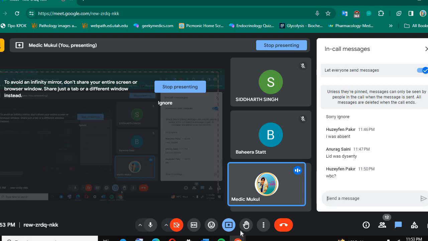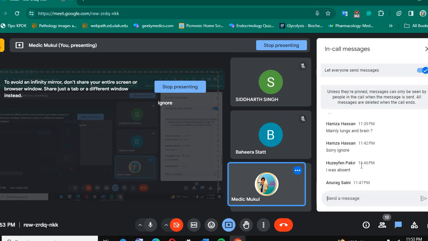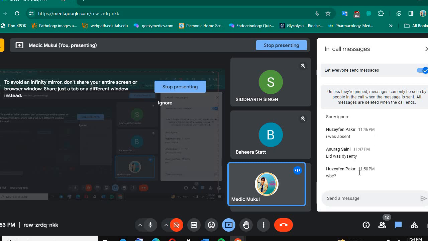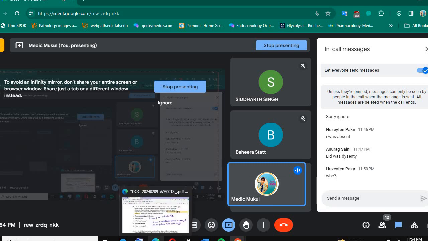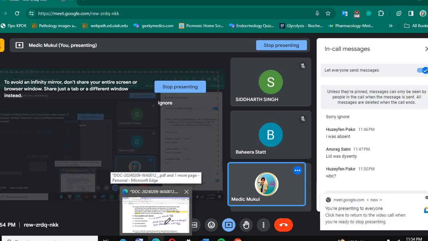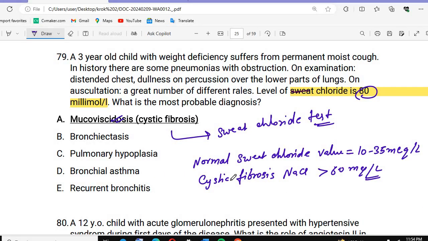Lead was dysentery. Yes, large intestine dysentery. Sorry, ignore, I was absent. Okay, no problem. WBC, white blood corpuscles. The white blood cells, we can say.